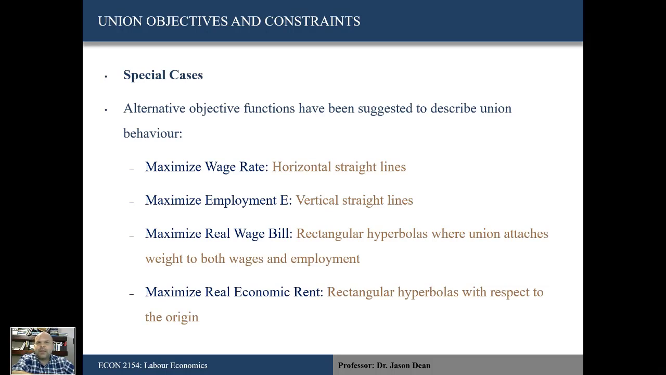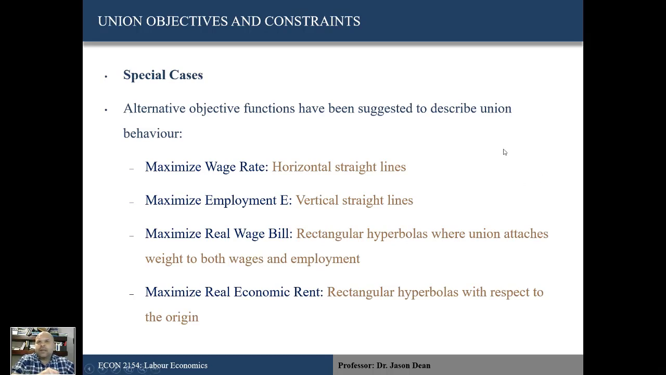And again, these iso-utility curves would also be rectangular hyperbolas, similar to the previous special case. This is perhaps the most plausible out of all of these special cases. It would be even more plausible if there was some mechanism in which the rents could be shared with the members or workers who would be unemployed.